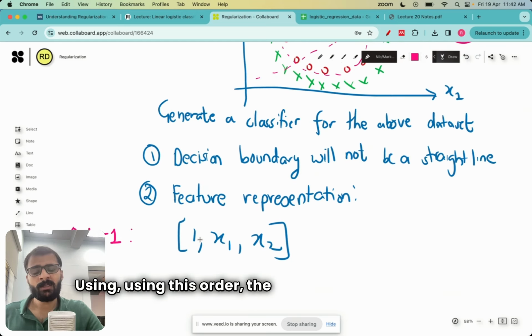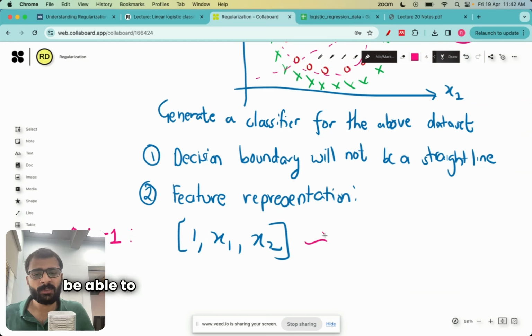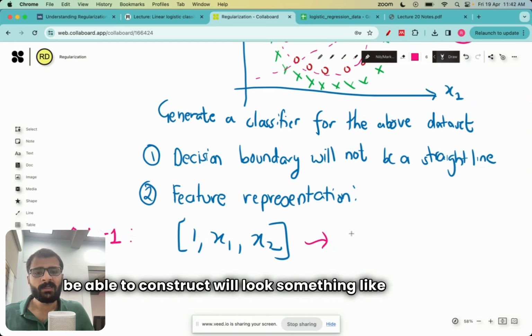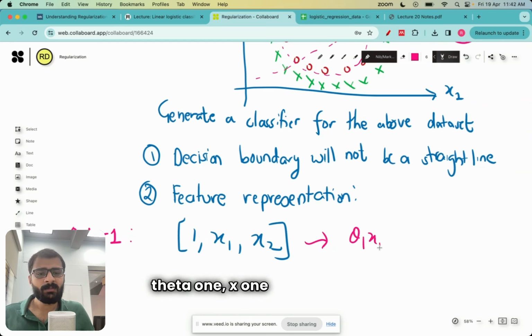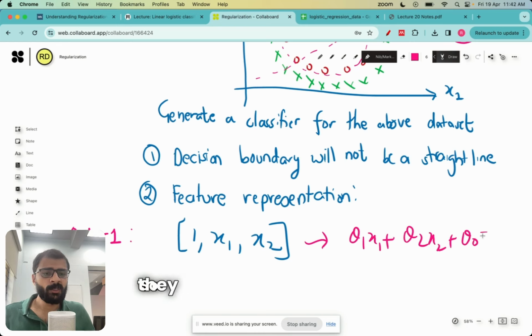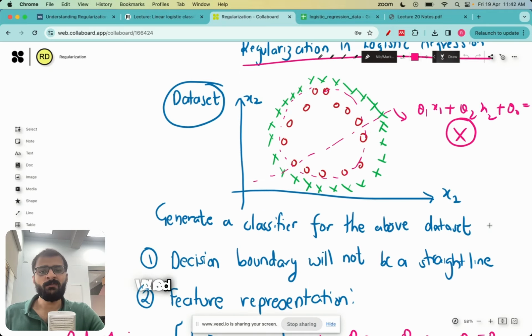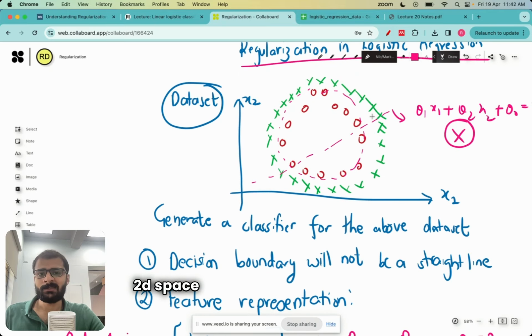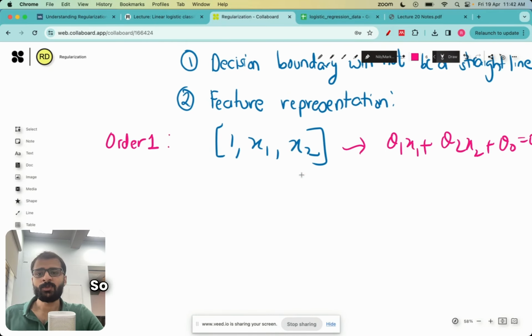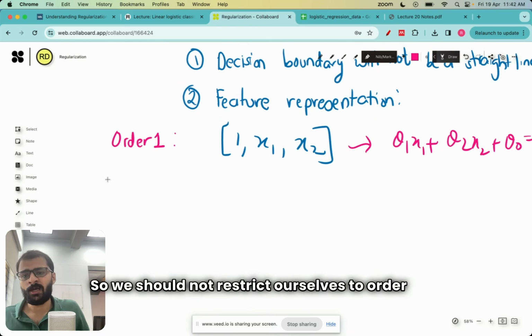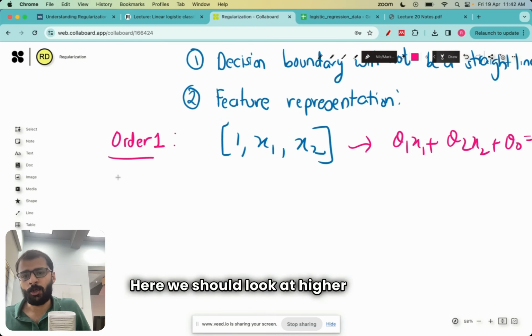Using this order, the classifiers which you will be able to construct will look something like theta 1 x1 plus theta 2 x2 plus theta 0 equal to 0. So they will look like straight lines. And we know that straight lines in 2D space will not separate this data. So we should not restrict ourselves to order 1 here. We should look at higher orders.